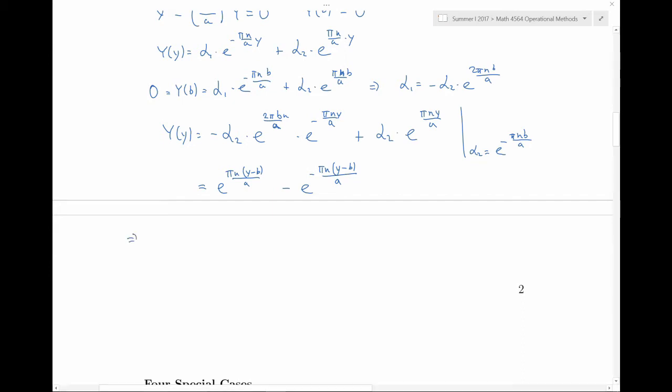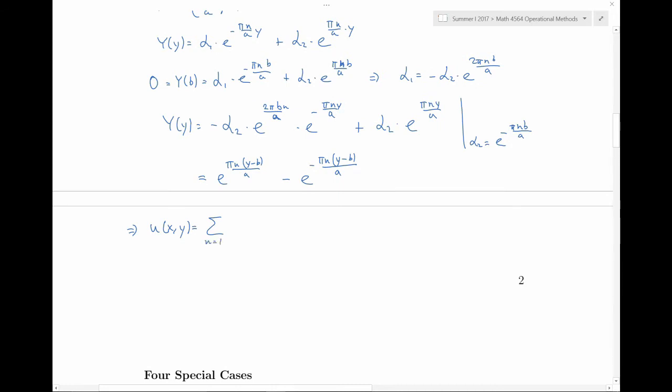Therefore, u of x, y is going to be the sum as n goes from 1 to infinity. As I said before, n will have to go from 1 to infinity because that is dictated by the solution for the function x of x. Cn times y of y, which is e to the pi n y minus b over a minus e to the minus pi n y minus b over a multiplied by sine of pi n x over a.